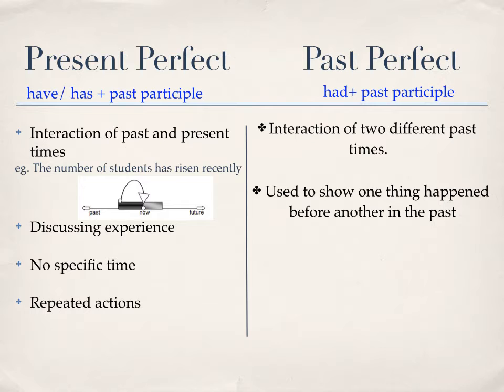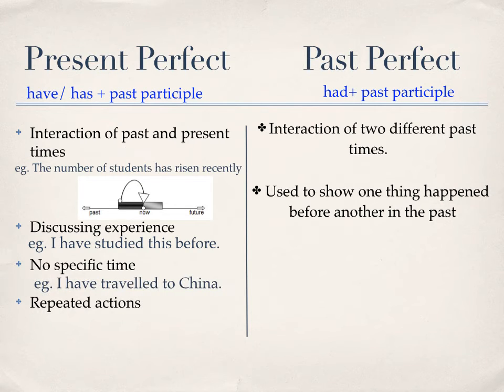If we're just discussing our experience and there's no specific time, we can also use it. So for example, I have studied this before, or I have traveled to China. Now if we had a specific time there, for example, in 2007, it would change to a past tense. I traveled to China in 2007. So with no specific time we have a perfect tense, but with a specific time we'll use a past simple usually.